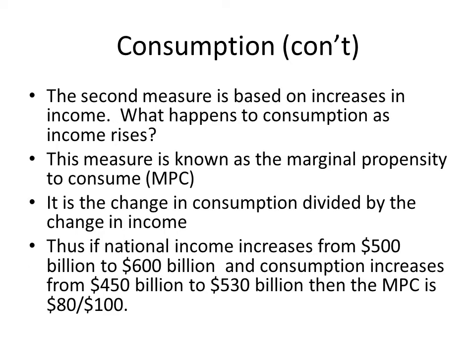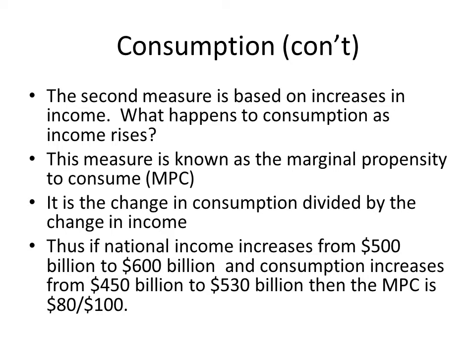The second measure is based on increases in income. What happens to consumption as income rises? This measure is known as the marginal propensity to consume. We love marginal measures in economics, and you're going to find that throughout your studying of economics, you're going to see a lot of discussion of marginal measures. It's the change in consumption divided by the change in income.